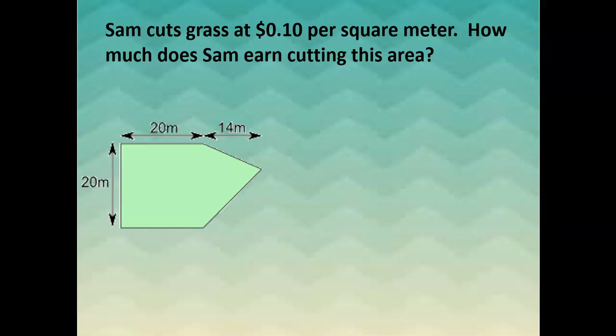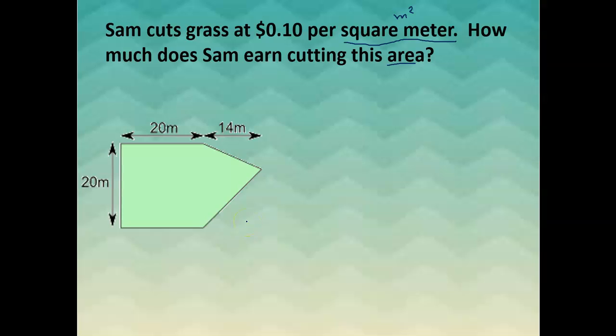Let's look at another shape here. All right, we've got Sam cuts grass at 10 cents per square meter. How much does Sam earn cutting this area? So this is a yard that Sam has cut, and we know that we are talking about area because of this square meters here. Okay, he's not just cutting around the outside of this yard, he's got to cut everything inside as well. So that tells us we are dealing with area.